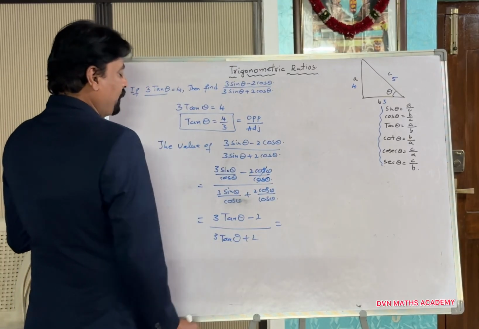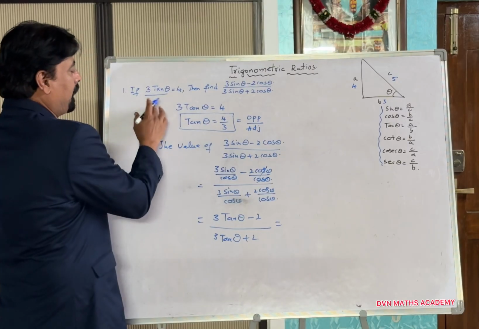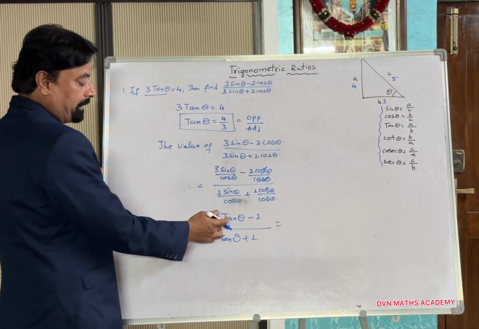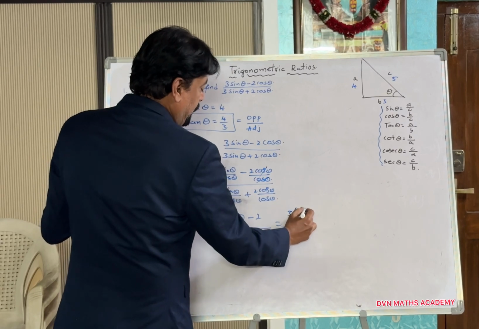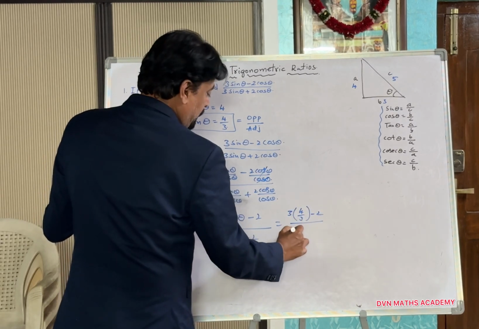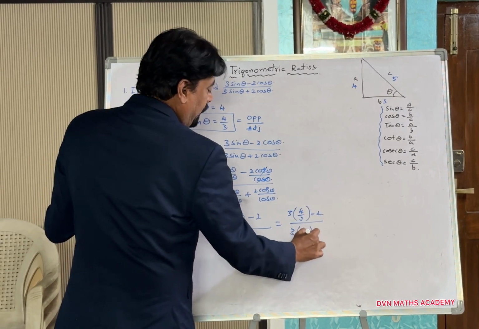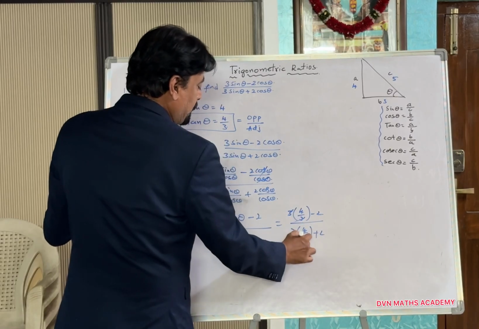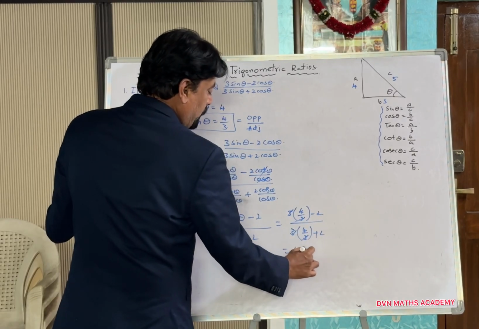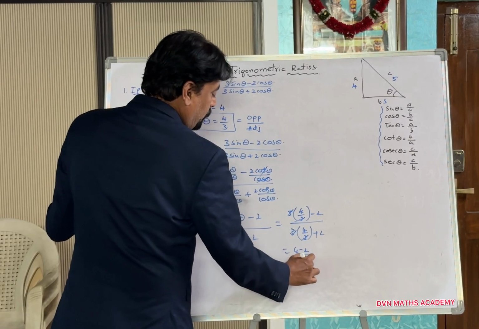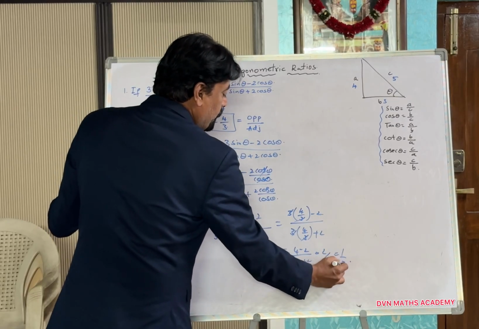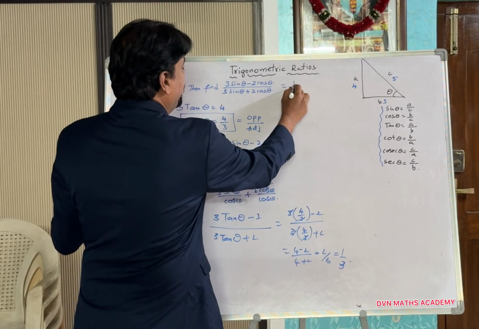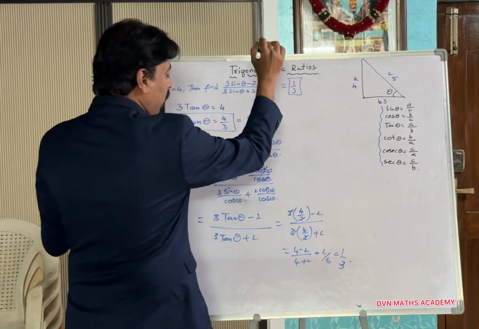So it is easy to find the value of this because you already know that tan theta is equal to 4 by 3. Just put 3 into tan theta, which is 4 by 3, minus 2, by 3 into 4 by 3 plus 2. The 3s cancel. Then it will be 4 minus 2 by 4 plus 2, which is 2 by 6, which is 1 by 3. So the answer is 1 by 3. This is the answer of this question.